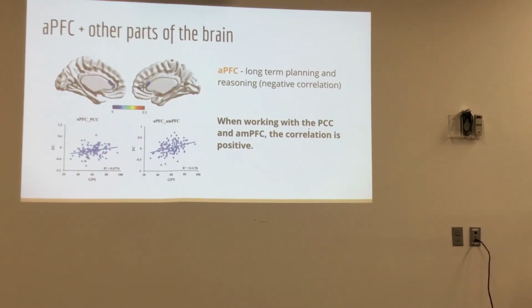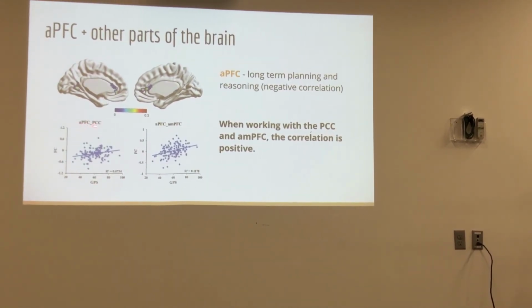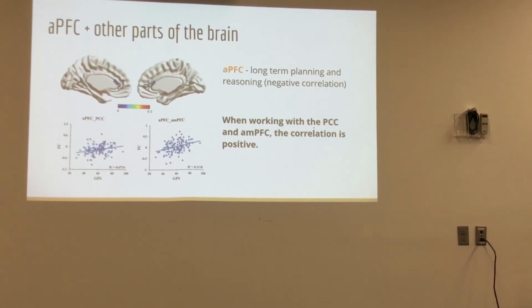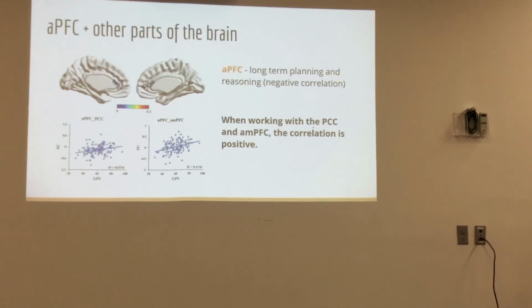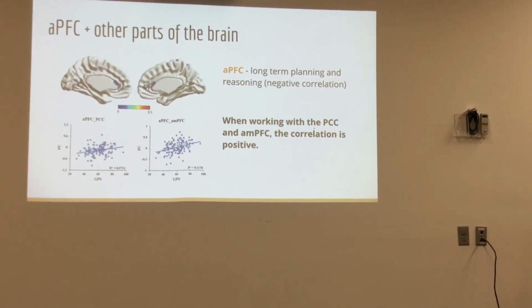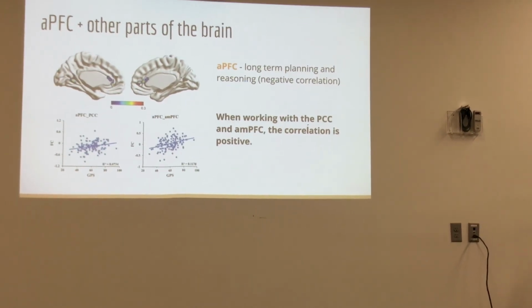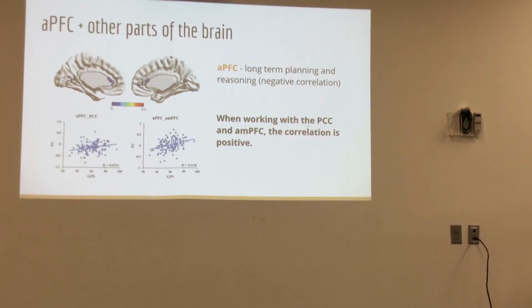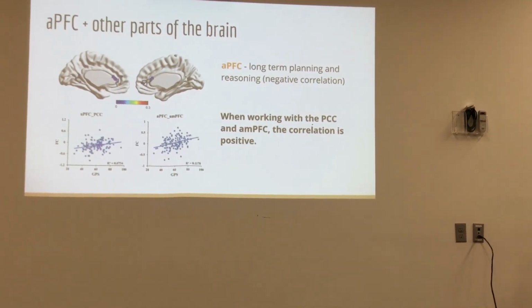However, when the APFC is working, okay, so that little underscore shows the APFC working in conjunction with the part of the brain called the PCC. What that part of the brain does isn't really significant to this data, but what is significant is that when working in conjunction with this part of the brain, the correlation is now positive. So now when you procrastinate more, this part of the brain is more active.